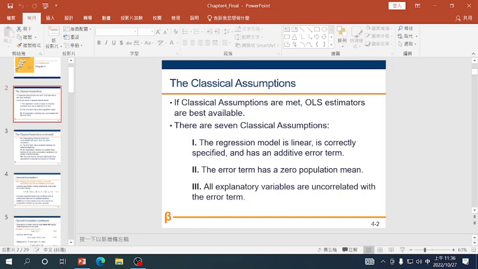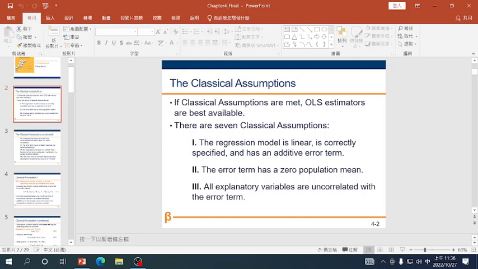The second one is the error term has a zero population mean. I already explained it. Some differences are positive, the others are negative, and the best model should cancel out this positive and negative.